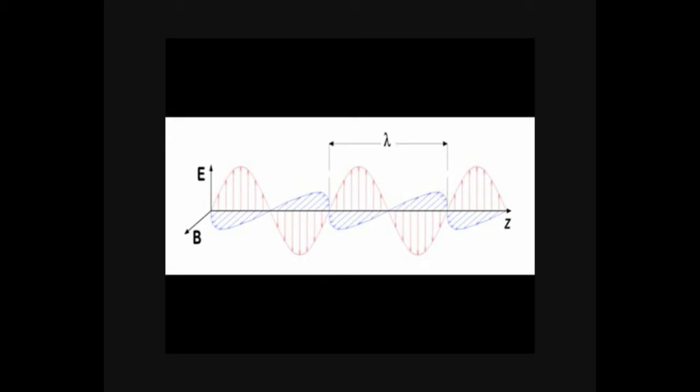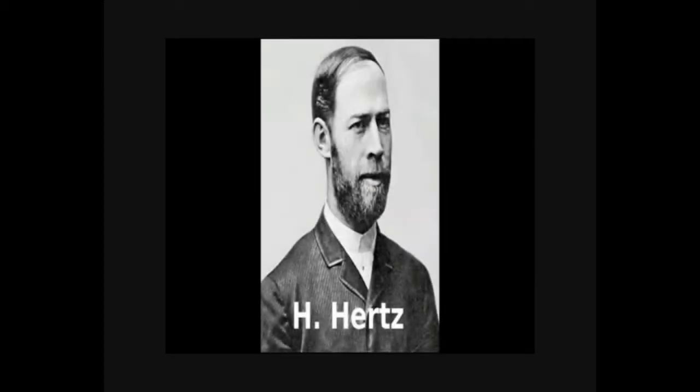During the 1880s, many scientists were trying to prove the existence of these electromagnetic waves through experiments. And in 1887, a German physicist named Heinrich Rudolf Hertz designed a brilliant experiment to demonstrate and test Maxwell's hypothesis.